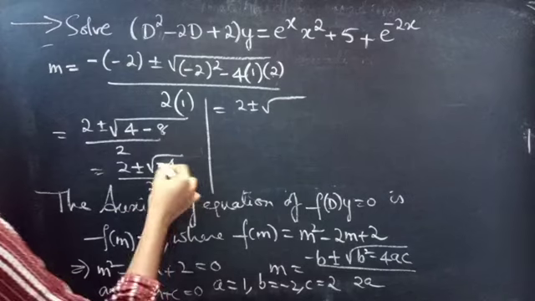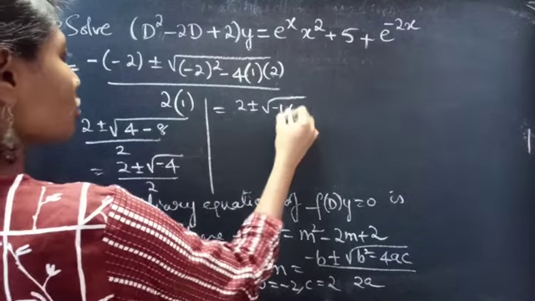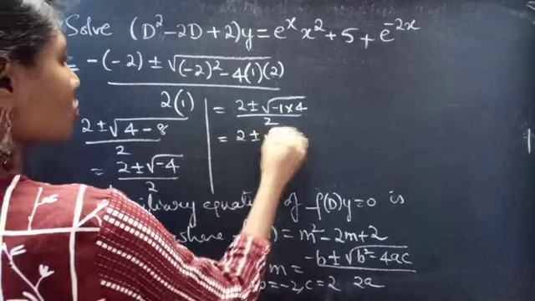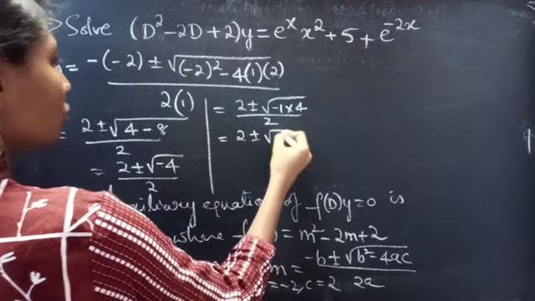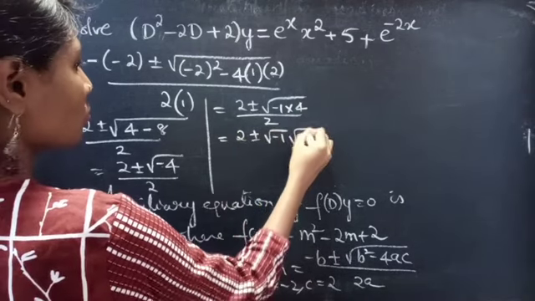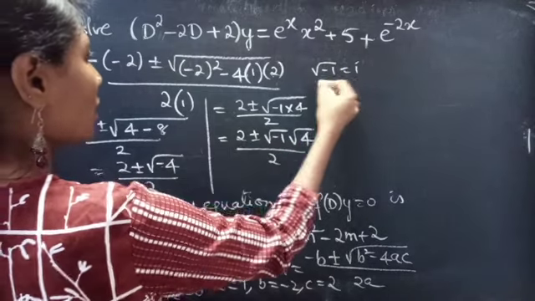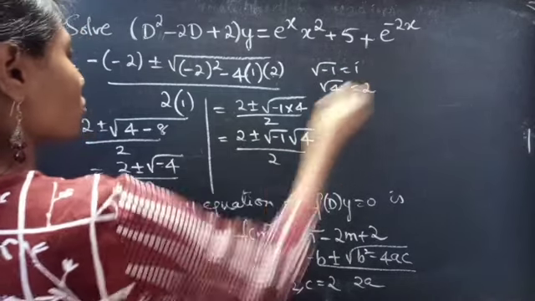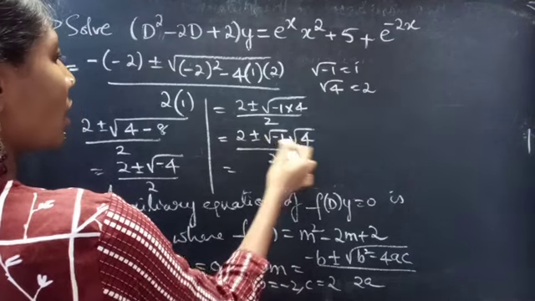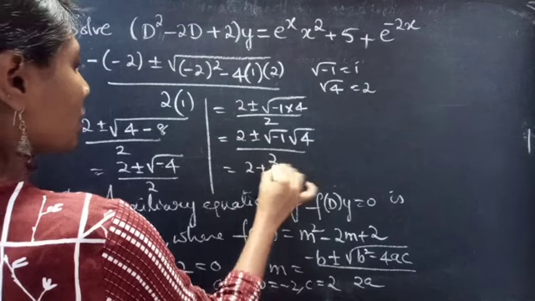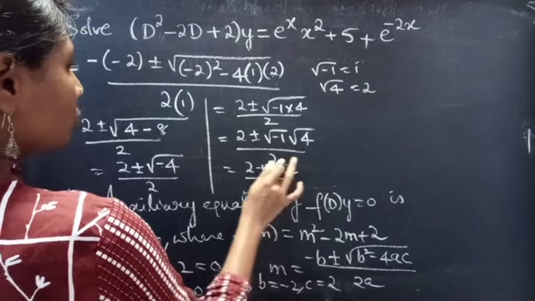We can split −4 as −1 into 4, by 2, which equals 2 ± ... Now split the square root of −1 times 4 as √(−1) into √4, by 2. Since we know that √(−1) is i and √4 is 2, we can replace √(−1) with i and √4 with 2. Then we'll get (2 ± i·2) / 2.